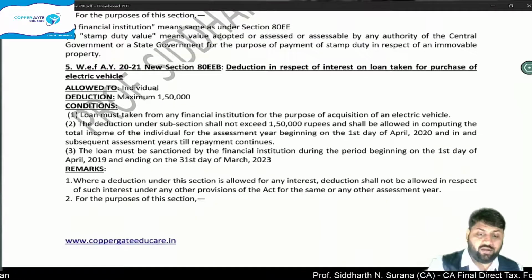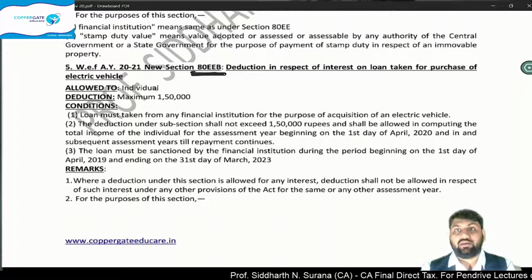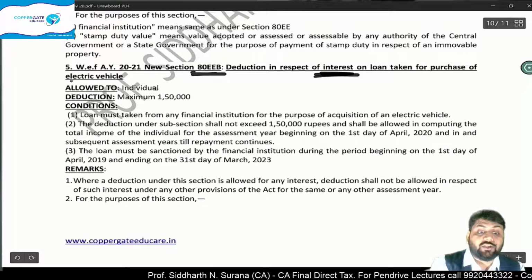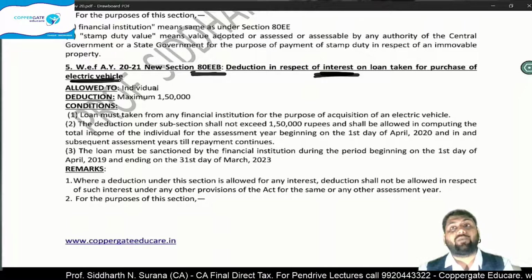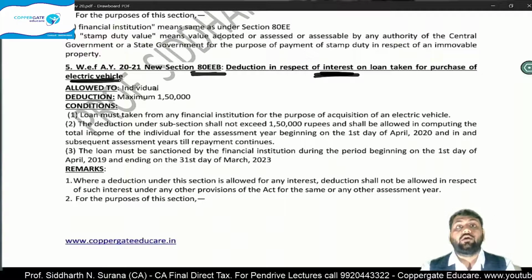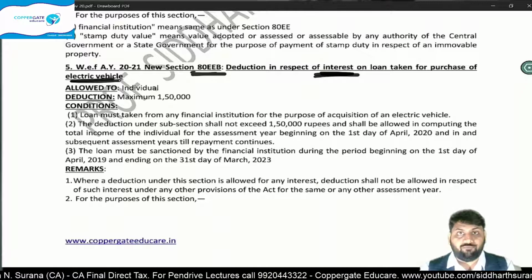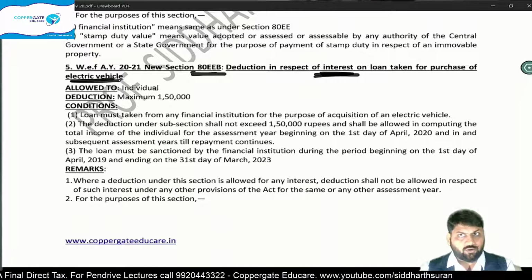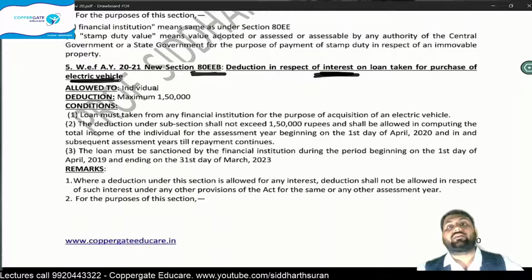Next section, again newly introduced section. Again in respect of interest, deduction under section 80EEB, deduction in respect of interest for loan taken for the purchase of electric vehicle. So all the government plans are being reflected in tax provision. The government is promoting clean energy. Government wants you to move away from fuels like petrol and diesel, which is the reason they are continuously increasing the prices of petrol and diesel. They do not want petrol and diesel to be very cheap, because they want to promote electric vehicles.